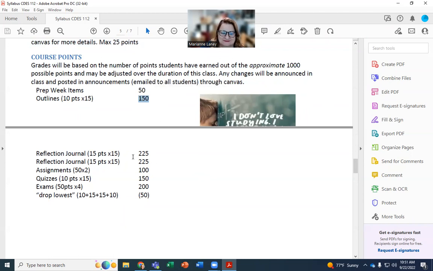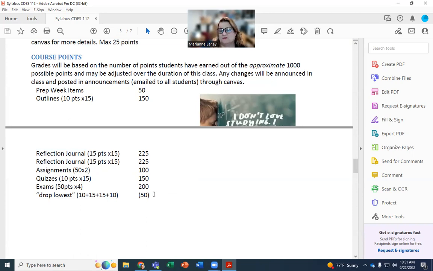Oh, I put journal here twice. One is supposed to be discussion board. Discussion board, cross that out. Discussion boards, 15 times 15. Reflection journal, 15 times 15. Assignments of 15 times 2. Quizzes, exams, drop lowest. Look at that. Here's one notes. Here's a quiz. Here's a discussion board. And here's a journal.